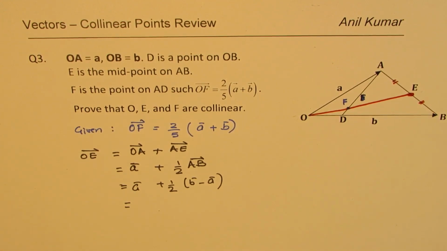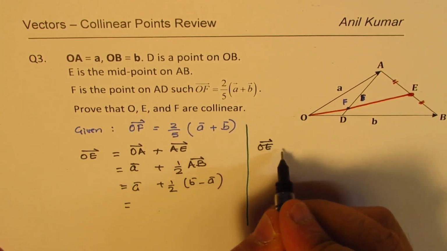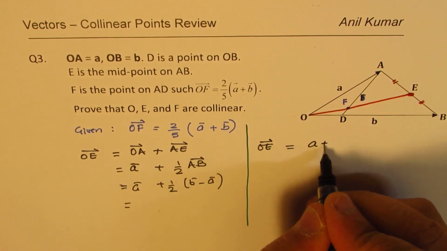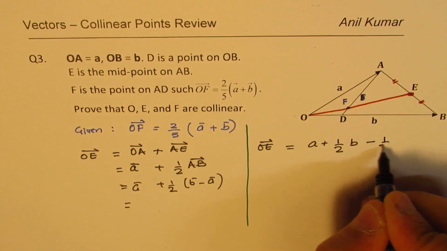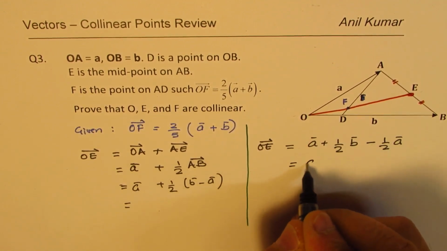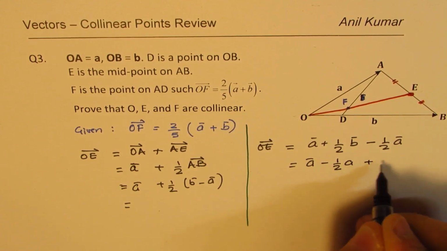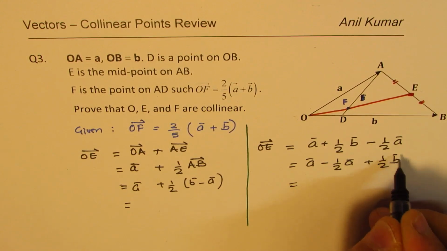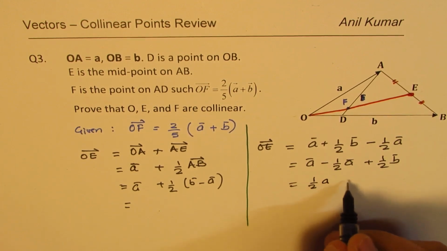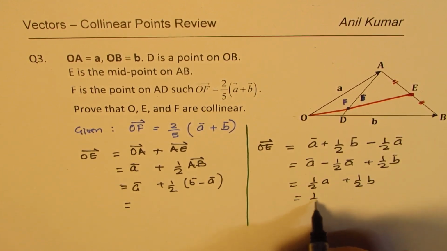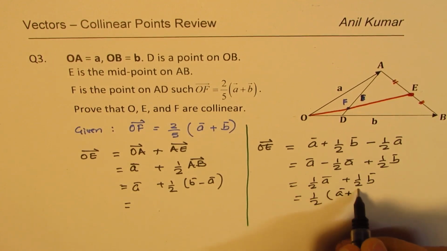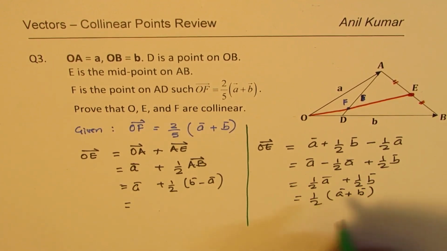We can actually now combine the like terms and simplify. So we get vector OE as equal to, let's open this bracket, A plus half B minus half A, right? Combine the like terms, A minus half A plus half B. That gives you A minus half A is half A plus half B, correct? Now half is common, so vector A plus B is what you get in the brackets. So that means it is also a scalar multiple of A plus B, right? So you see both are scalar multiples of A plus B, right?